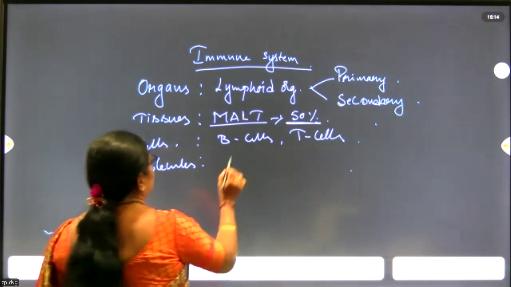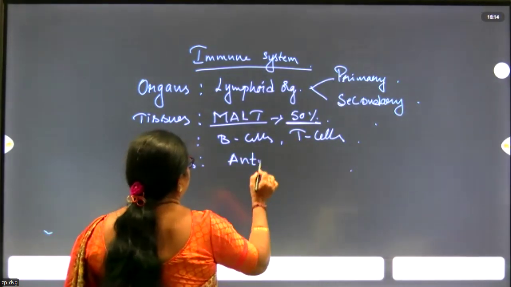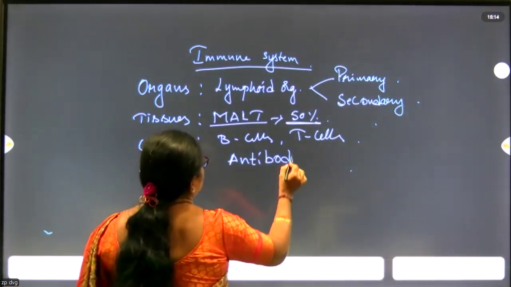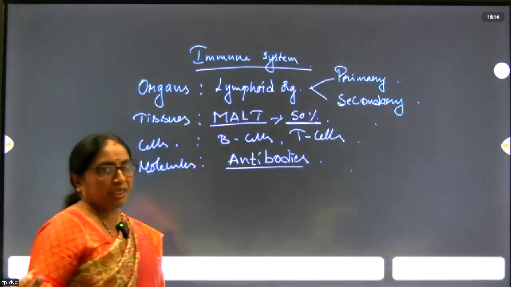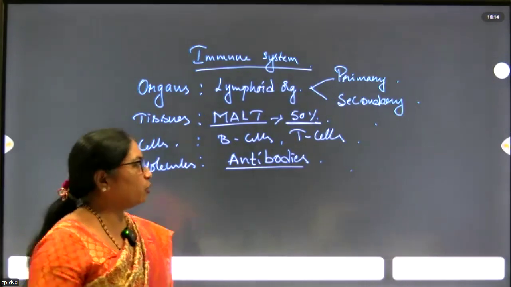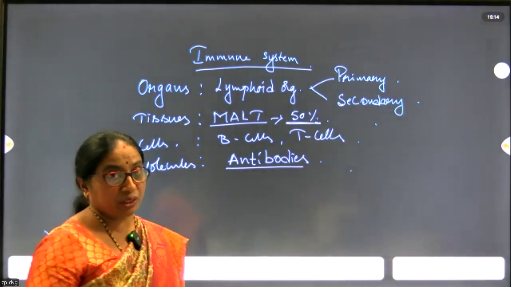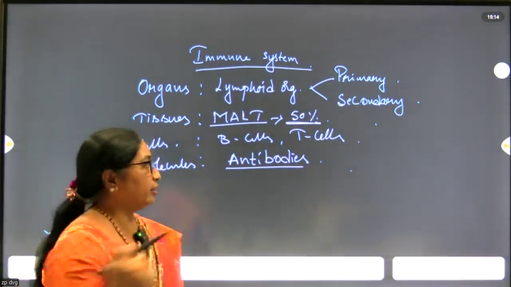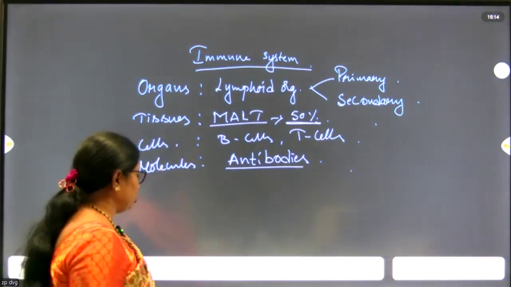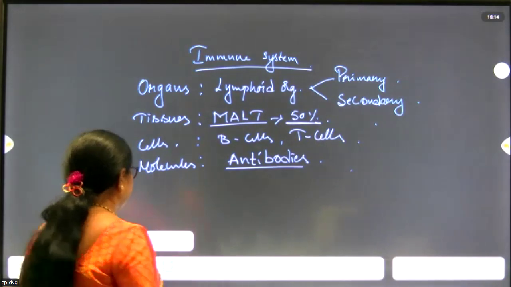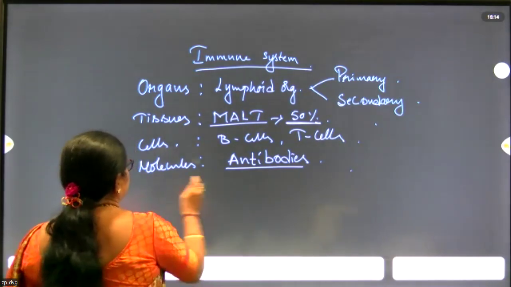Molecules are nothing but the proteins called antibodies. Yesterday we learned the structure of the antibody, which has 4 polypeptide chains with 440 amino acids and 220 amino acids respectively in the long and short chains. So that is something related with the immune system. Next, let's go to the next topic.